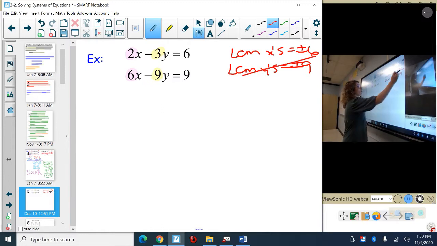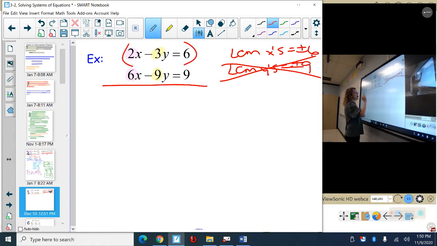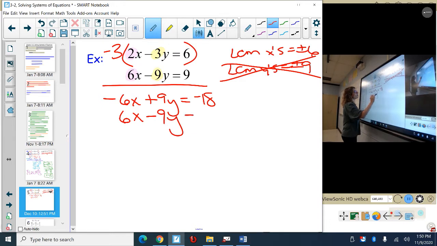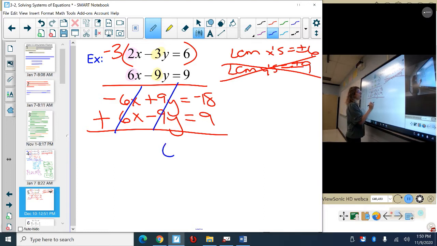Well, in my opinion, it's easier to work with the x's to get rid of. I already have a 6. So I need to change this top one, the 2x needs to turn into a negative 6x. So I'm going to multiply that by a negative 3. So negative 6x plus 9y is equal to negative 18. Drop down the bottom equation because we are not doing anything to it. And simply add straight down. And I get 0 is equal to negative 9.